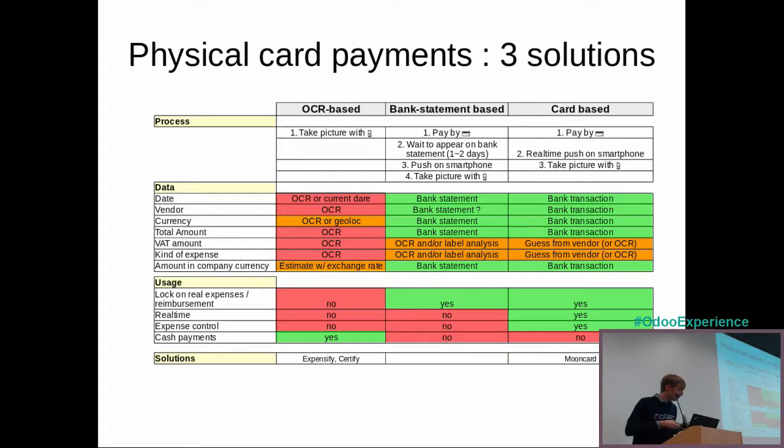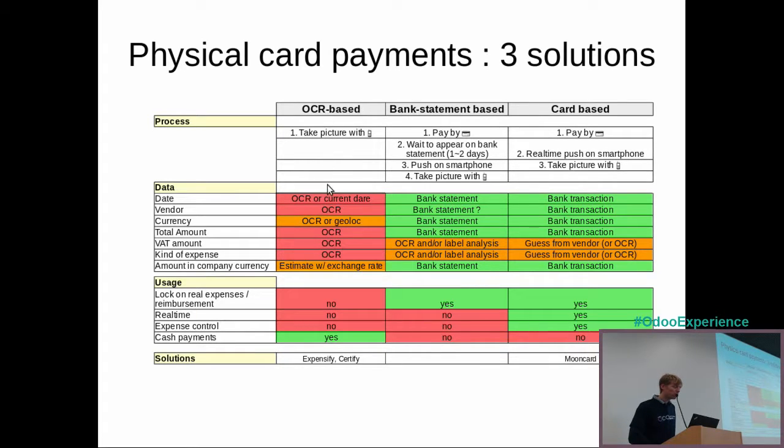And then I tried to find some solutions to automate this. There are 3 kinds of solutions to automate these physical card payments. The first one is OCR based. Well, first, what do you need to automate this payment? For each payment, you need the date, the currency, the total amount, the VAT amount, and the kind of expense it is, so that you can link it to an expense account. If it's a parking, it will be in the travel expense account. If it's a restaurant, it will maybe be in another account, etc. And also, if you're abroad, you will need the amount in company currency.